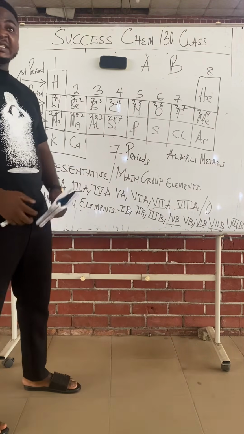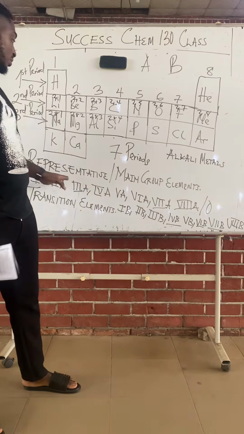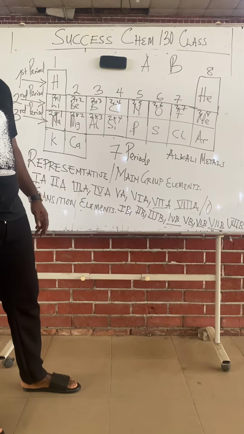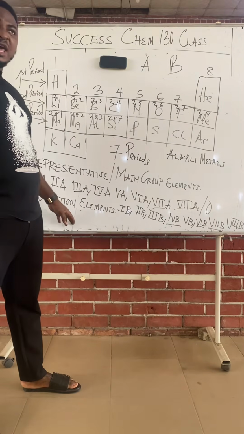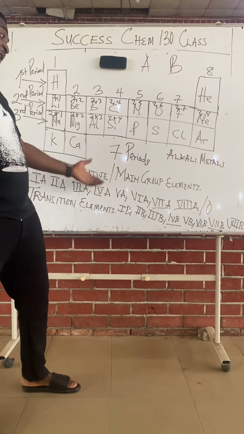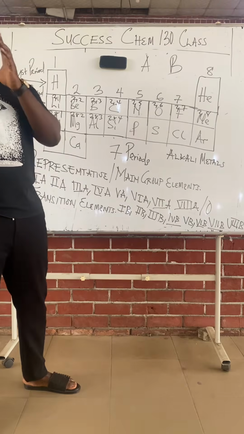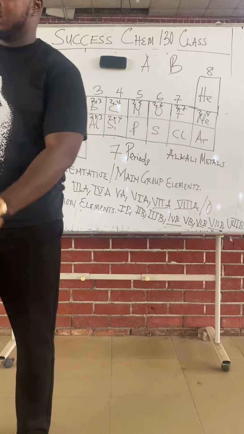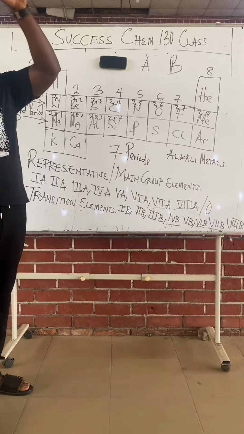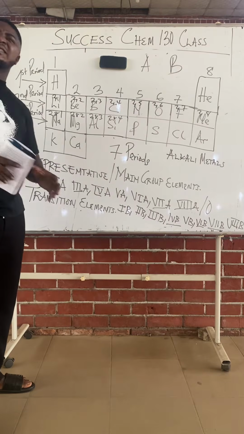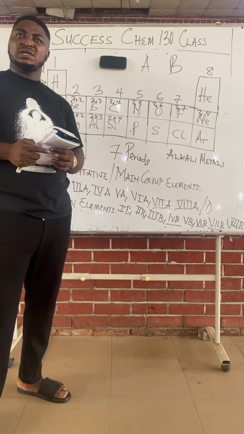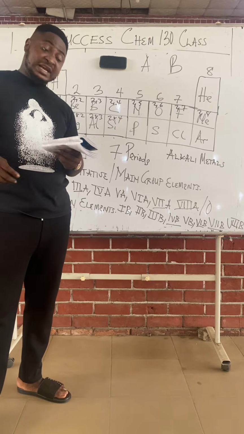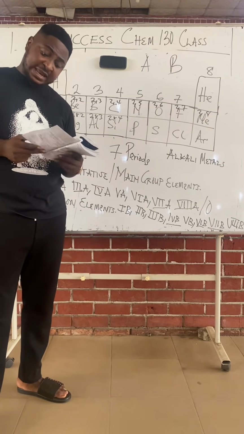So that's what makes up 18. 8 come from the representative elements, another 8 come from transition. 8 plus 8 is 16, and we say there are 18 groups. The remaining 2 are the lanthanides and the actinides, making up 18. What's the name for the lanthanides and the actinides? Inner transition. The lanthanides and the actinides are also known as inner transition elements.